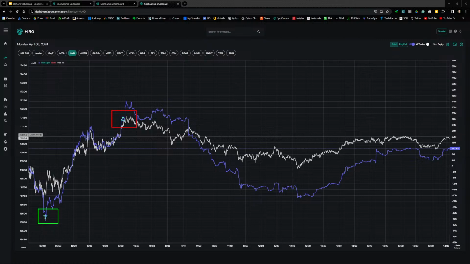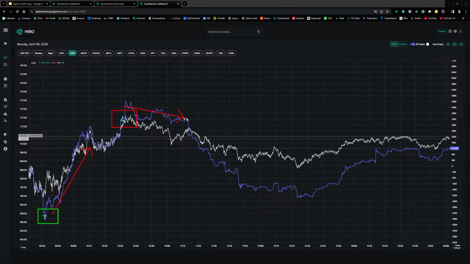So, signal shift in the Hero signal. Traders are taking positive delta positions. AMD responds, moves higher. Options traders take their foot off the gas right around 10:30. Start taking negative delta positions. AMD moves lower. Let's go take a look at Bookmap.